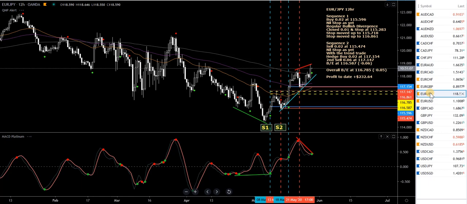Euro yen. Right, a couple of sequences here. Sequence 1's this buy in here. All I've done this morning is move my stop up on that sequence 1 buy trade to 116861, as you can see up here.